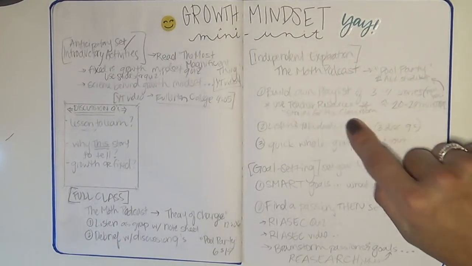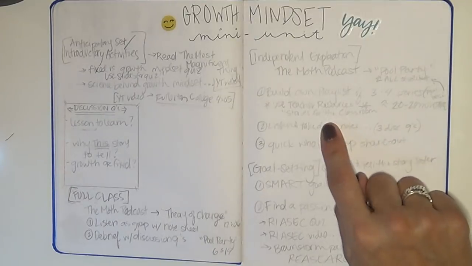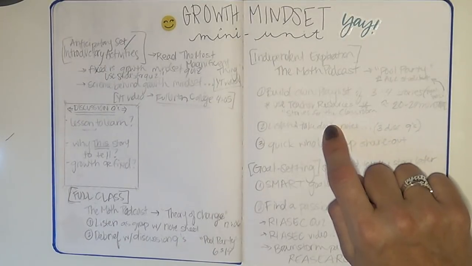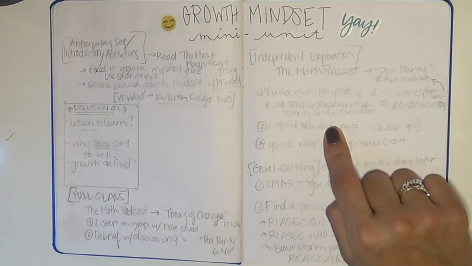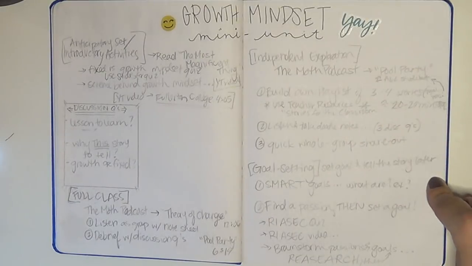Here, you can go through the teacher resources, stories for the classroom, like through the Moth website. They're shorter stories and they are meant for a high school class. And so what I want kids to do is build their own playlist of like 3 to 4 stories. I want them to be listening for 20 to 25 minutes total and taking notes on each of those stories.